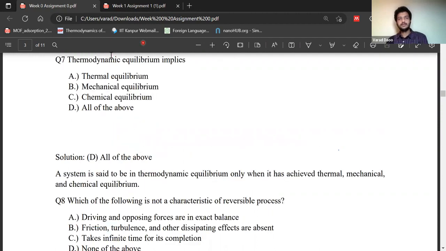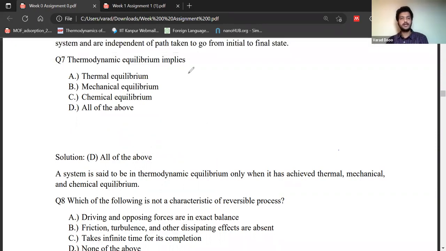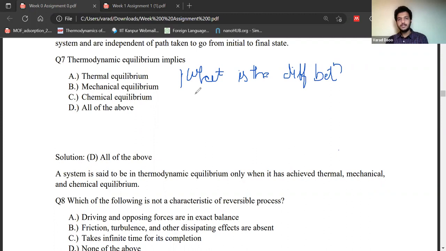Anybody has any questions? So here I will ask a homework question, which I hope you can try to find, and then if you are able to answer it, we can discuss it in the next class. So the question is, what is the difference between steady state and equilibrium? So this is a homework question.